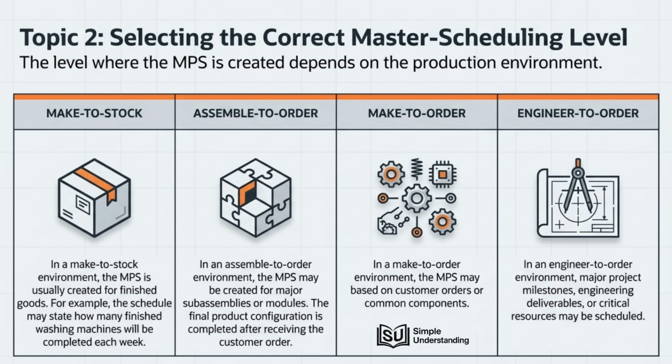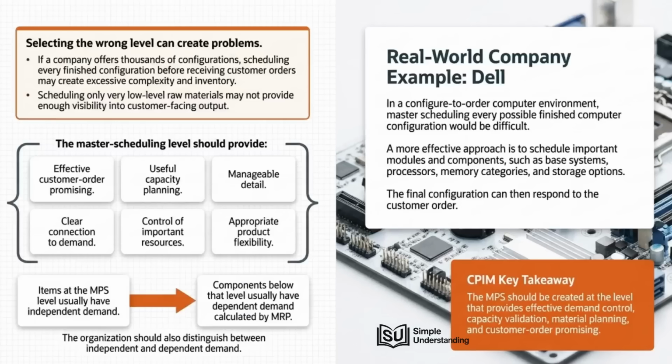In a make-to-order environment, the MPS may be based on customer orders or common components. In an engineer-to-order environment, major project milestones, engineering deliverables, or critical resources may be scheduled. Selecting the wrong level can create problems. If a company offers thousands of configurations, scheduling every finished configuration before receiving customer orders may create excessive complexity and inventory. Scheduling only very low-level raw materials may not provide enough visibility into customer-facing output.